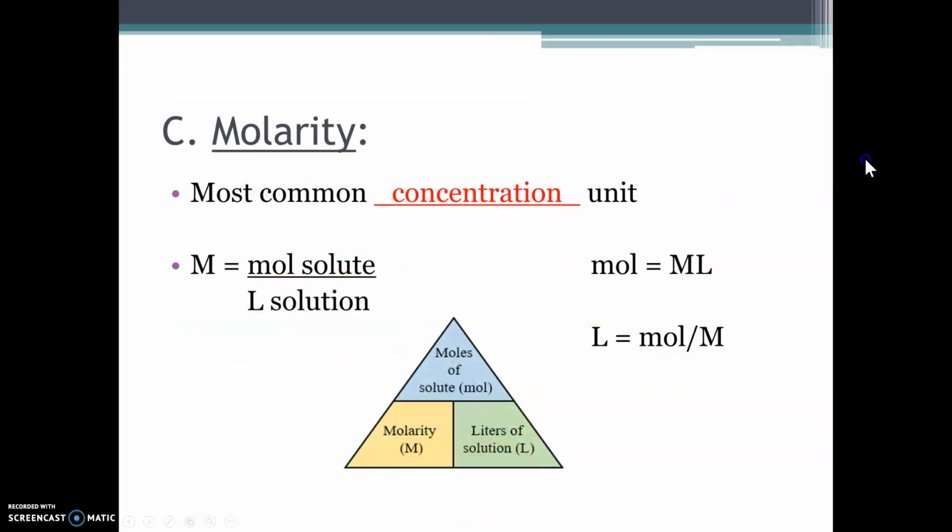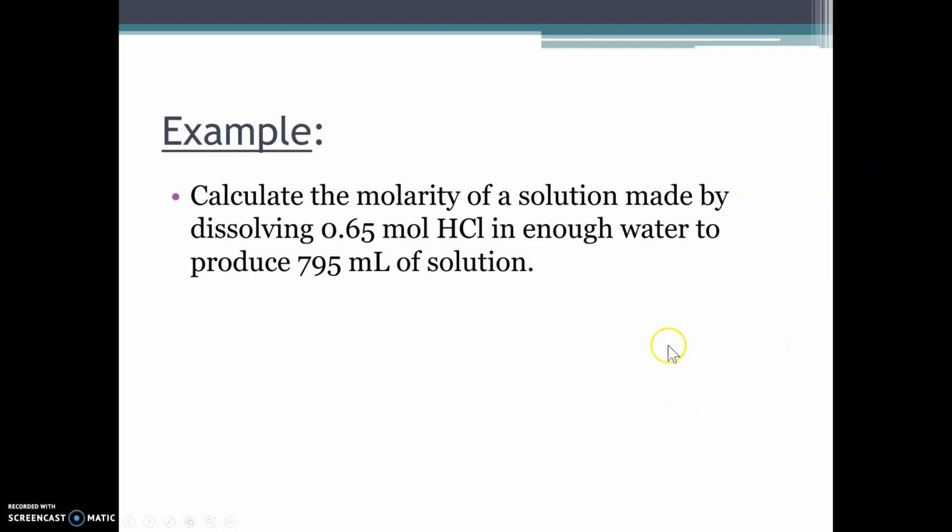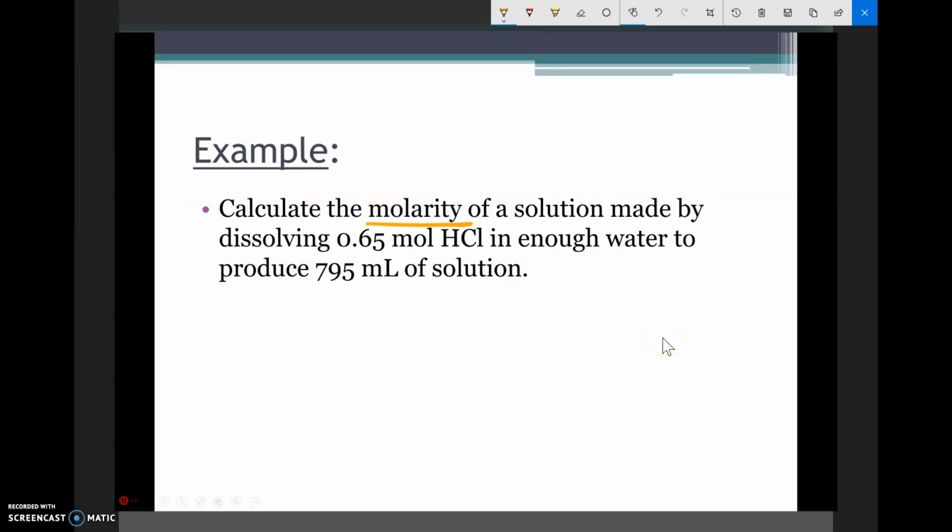So let's do a couple problems. The first example, I'm going to go ahead and underline things as I read this out loud. It says, calculate the molarity of a solution made by dissolving 0.65 moles HCl in enough water to produce 795 milliliters of solution. So first off, let's look at what we have. We've got molarity, that's our unknown, so big M. We have moles and we have a volume. And we only have 3 variables, so this has to be a molarity equation.